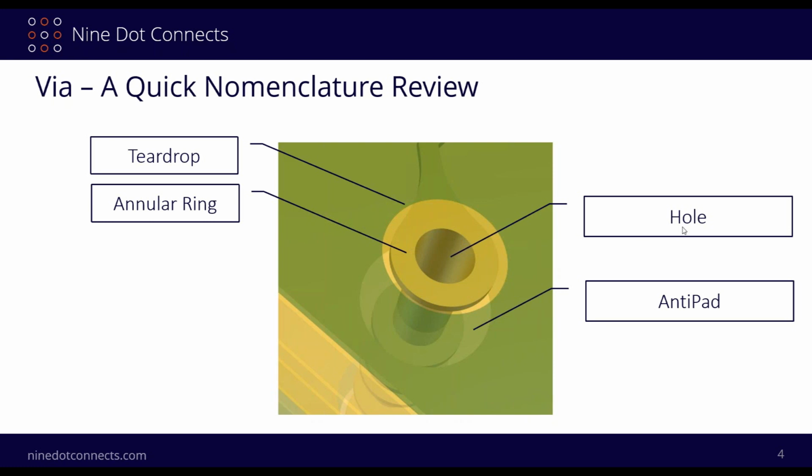We have the hole itself. That hole is going to be plated, needs to be plated, otherwise we're not going to be able to get our signal from one layer down to the next. And that really, if you boil it down, is the whole intention of the via: to put us into the Z direction, right?